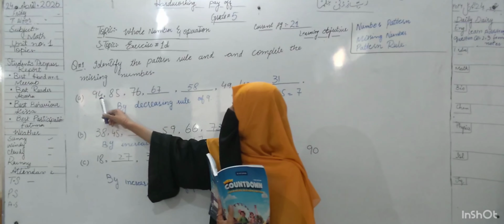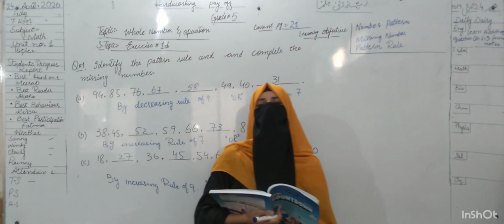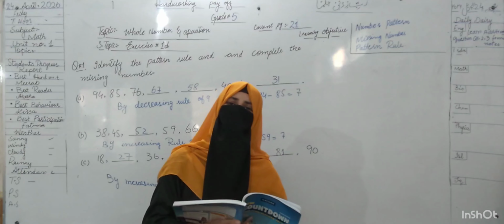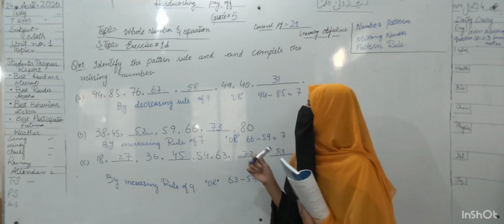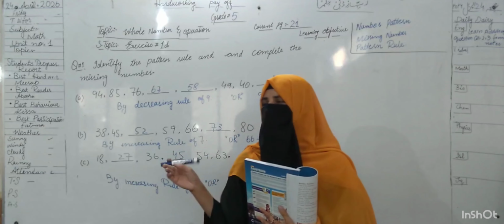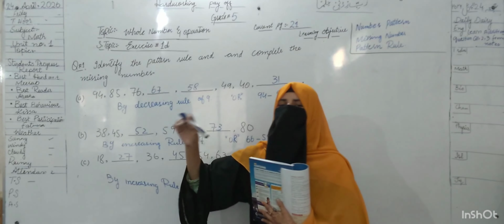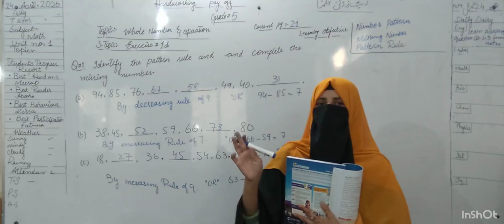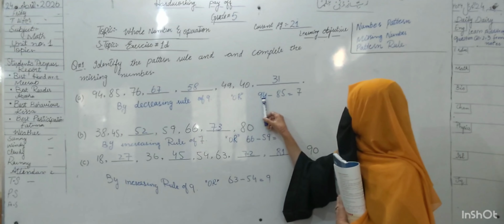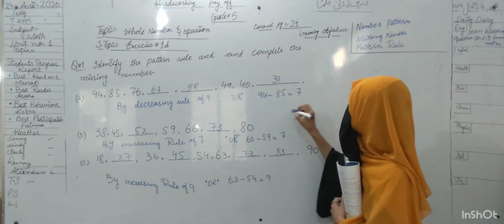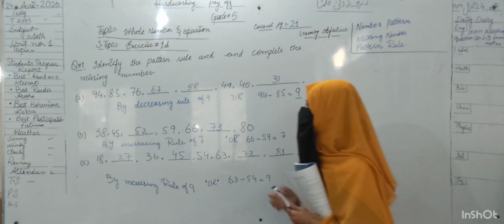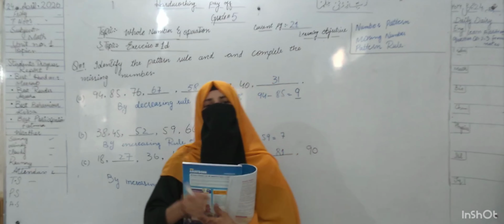Which number have we found from 94 to 85? When you find the rule of this pattern to complete the missing numbers, you only take any two values and subtract them to find the number that we use to skip. So firstly take any two numbers. We take the first two numbers, 94 and 85. When you subtract 85 from 94, the answer is 9. It means that 9 is decreased at every step.